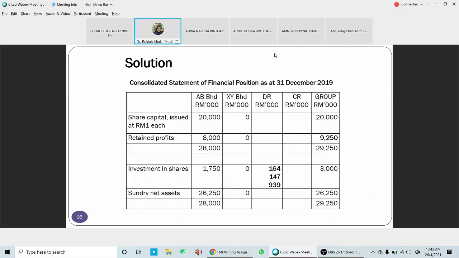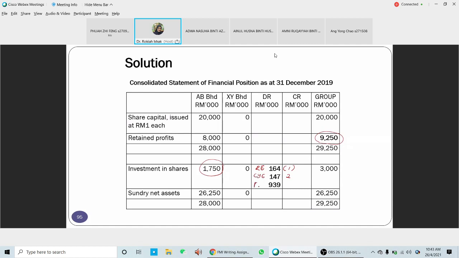For the balance sheet here, 0 here, look at the RE carry forward 9250 from the previous one. Investment in shares, we're going to debit with 164. 164 comes from your RE, which is journal entry number 1. And then the other one is 147 here. 147 here is journal entry number 2 from the current year profit.